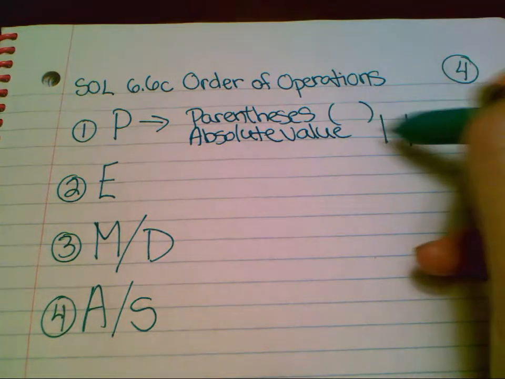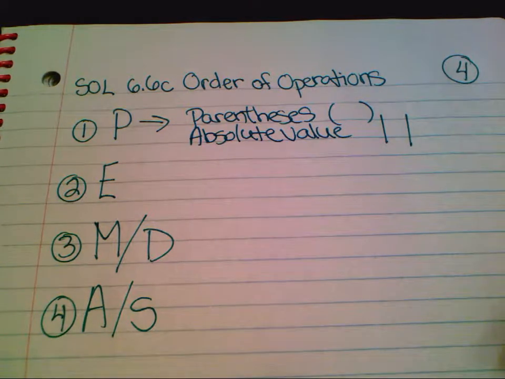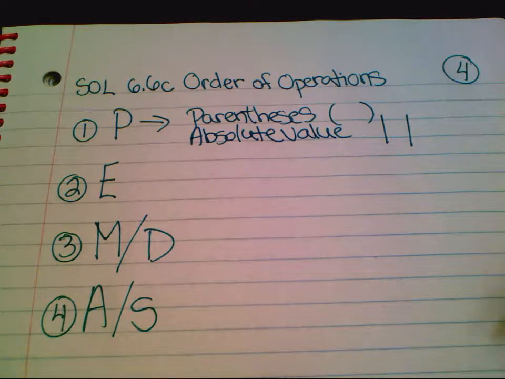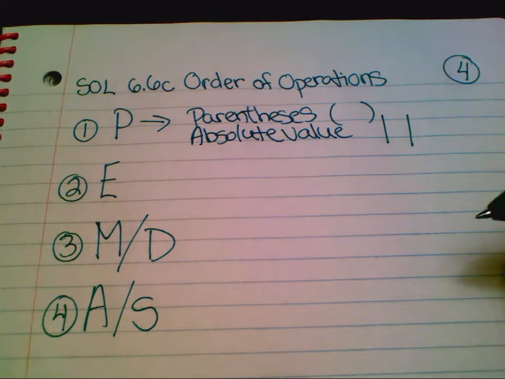And if I had numbers inside those bars, like a 6 minus 2 or 3 minus 8, whatever's in there, I would solve that first because I have to solve it in order to calculate what the absolute value is. I have to know what number I'm taking the absolute value of. So I have to solve what's inside of that first.